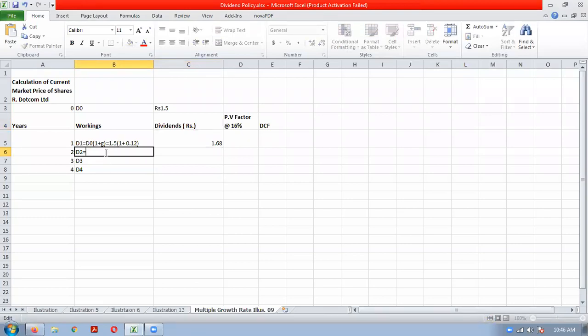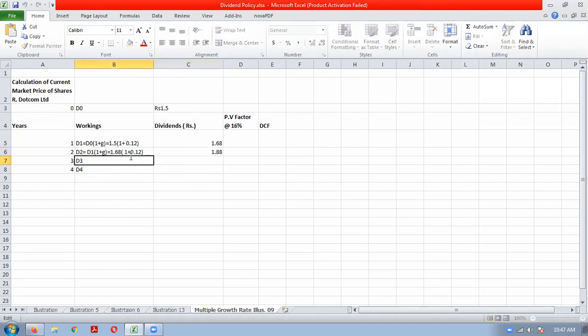D2 will be calculated on D1. D1 into 1 plus G. D1 we have already calculated, 1.68, and growth for the second year is also 12 percentage only, given in the question. Okay, now you can calculate this D2. How much is D2? 1 plus 0.12 into 1.68. So it will be 1.88.